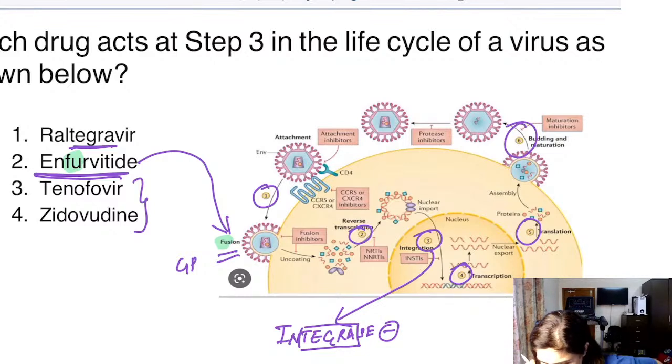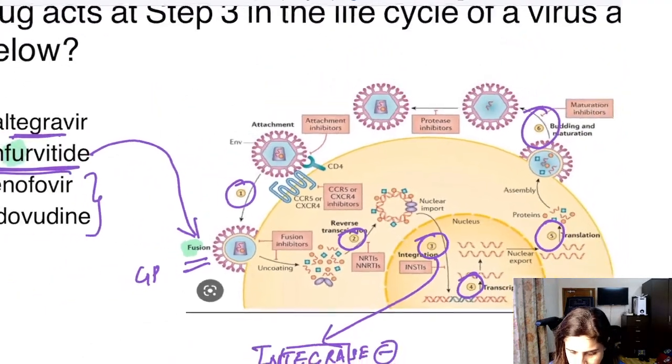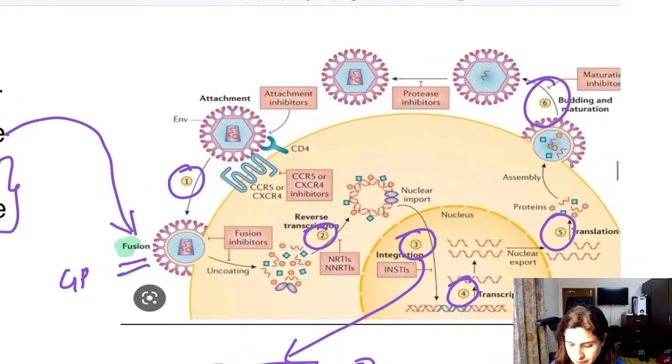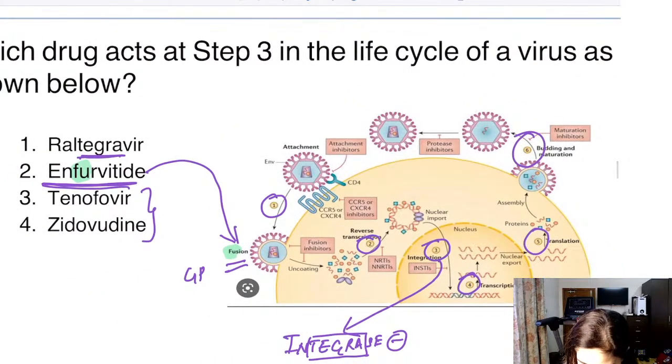स्टेप 4 रिवर्स ट्रांसक्रिप्टेज है, रिवर्स ट्रांसक्रिप्टेज इनहिबिटर्स. ध्यान से देखो, tenofovir, zidovudine, what step? They are reverse transcriptase inhibitors. Reverse transcription कहाँ हो रही है? Reverse transcription. Yes, it is step number 2. ठीक है, so they act on step number 2.